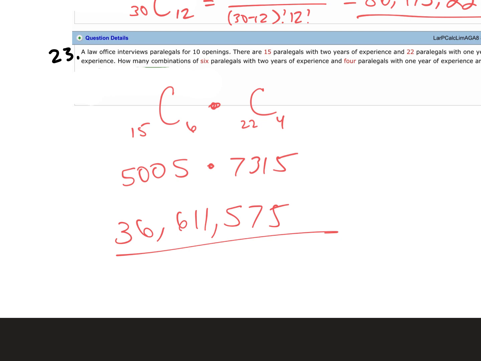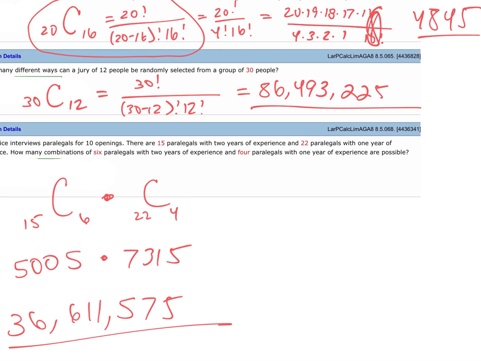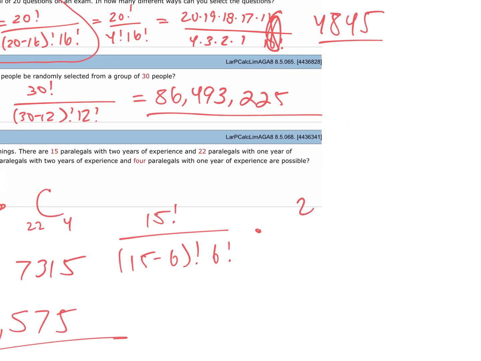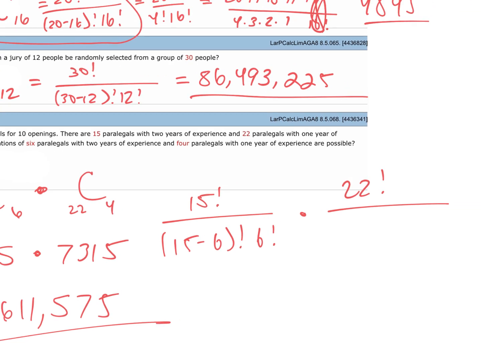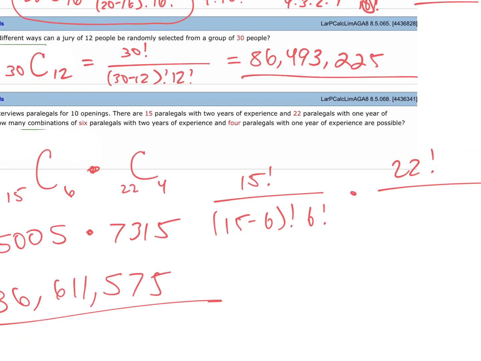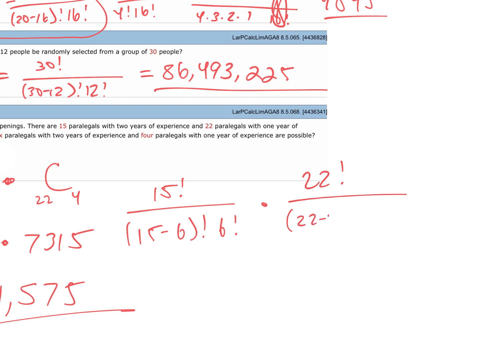Yes? For these types of questions, can you write out the factorials as well? I'd like to see this. Like 15 factorial over (15 minus 6) times 22, just so I know that you know the formula. Because if I didn't teach you the little trick, you guys wouldn't know how to do it, right? You need to know the formula, so just humor me.